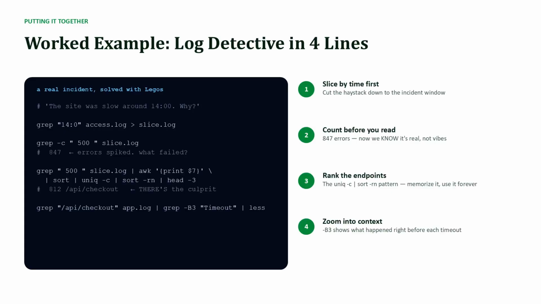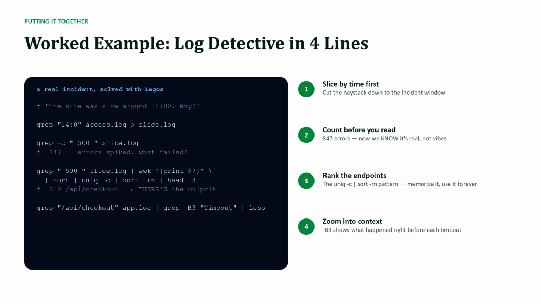Let's solve a real incident with nothing but Legos. The site was slow around 2 p.m. Why? Step 1. Slice the log to the time window with grep and save it. Now the haystack is small. Step 2. Count the 500s. 847 errors. It's real, not vibes.